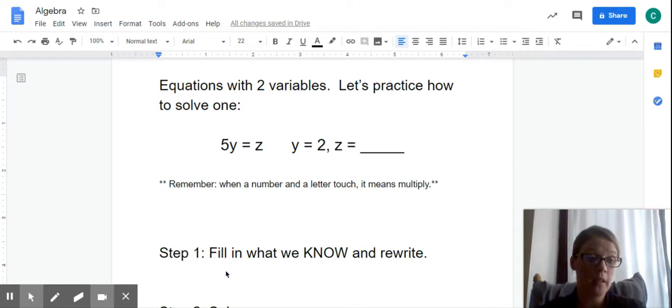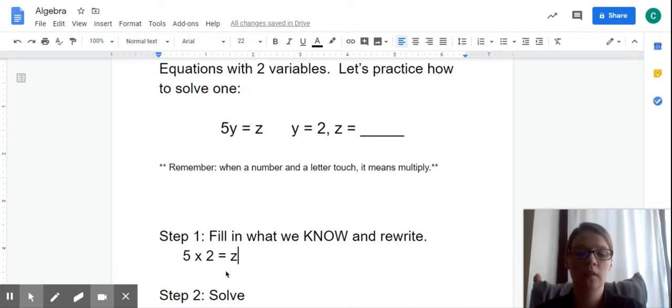Now, it's going to be really confusing if I write 5, 2 equals z, right? Because it's two numbers bumped up next to each other, it turns into 52. So don't do that. I need you to know that this means 5 times 2 equals z. That we can solve, okay?